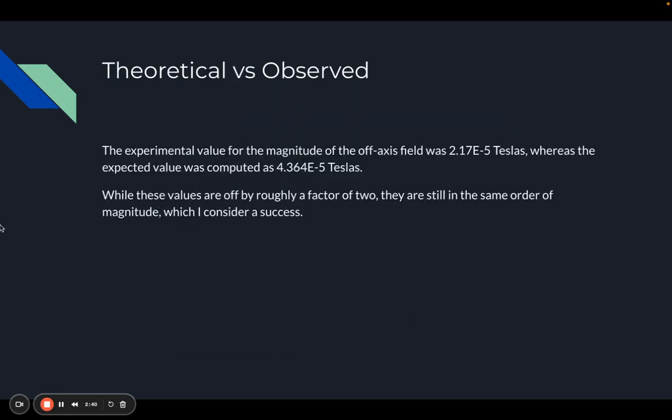4.364 times 10 to the negative fifth Teslas, which was different, certainly, but still relatively close to the experimentally determined value of 2.17 times 10 to the negative fifth Teslas. And like I said, these values are off by about a factor of 2, but they're in the same order of magnitude, so a win is a win.